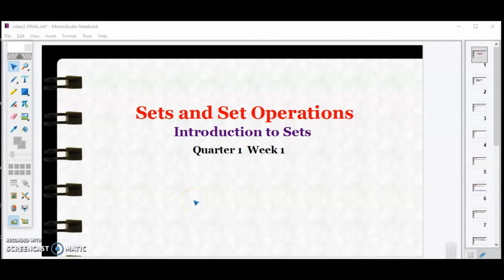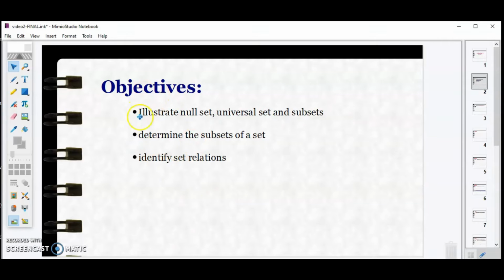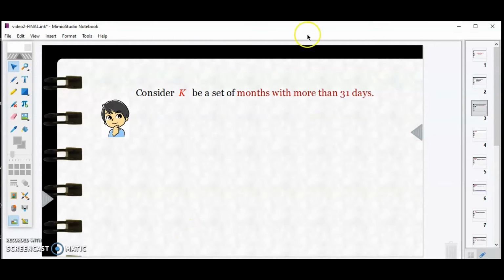Hi guys, so for today we're going to have the continuation of the introduction to sets. At the end of this session, we have the following objectives. The first one is illustrate null set, universal set, and subsets, followed by determine the subsets of a set and identify set relations. So let's get started.